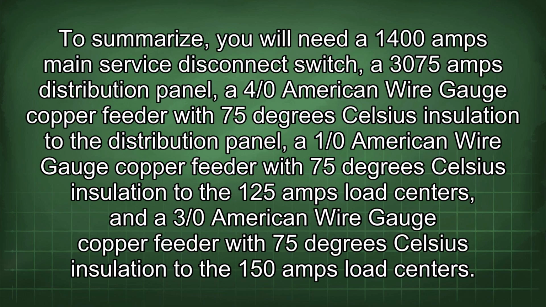To summarize, you will need a 1400 amps main service disconnect switch, a 3075 amps distribution panel, a 4/0 American wire gauge copper feeder with 75 degrees Celsius insulation to the distribution panel, a 1/0 American wire gauge copper feeder with 75 degrees Celsius insulation to the 125 amps load centers, and a 3/0 American wire gauge copper feeder with 75 degrees Celsius insulation to the 150 amps load centers.